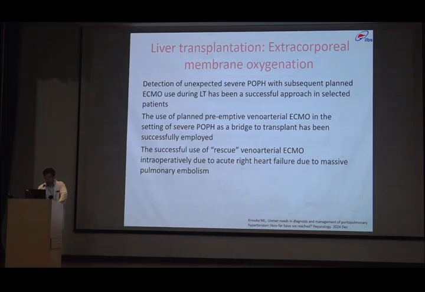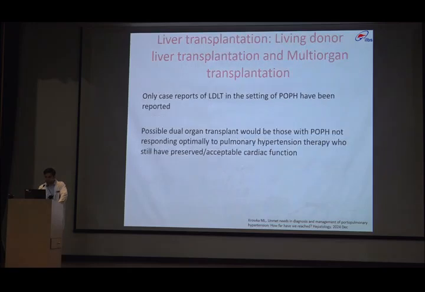About the need for extracorporeal membrane oxygenation, detection of unexpected severe POPH with subsequent planned ECMO use during LT has been a successful approach in selected patients. There has been use of planned preemptive veno-arterial ECMO in the setting of severe POPH as a bridge to transplant, and successful use of rescue veno-arterial ECMO intraoperatively due to acute right heart failure from massive pulmonary embolism.